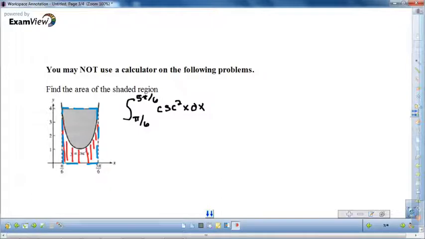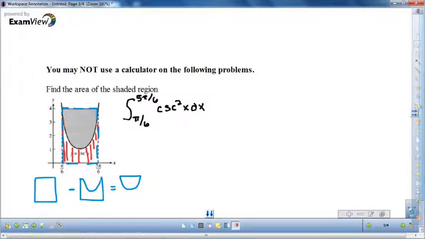So notice that the shape is made up of this rectangle and then the area under the curve of cosecant squared. So to find the area of the shaded area, I'm going to have the rectangle subtract the area under the curve of cosecant squared, and then I'm going to have the shaded area. So I need to find both areas and then subtract them. So first I'm going to go ahead and find the area of cosecant squared x.